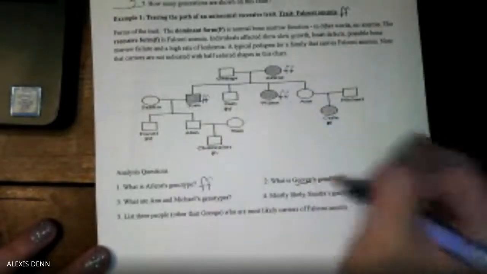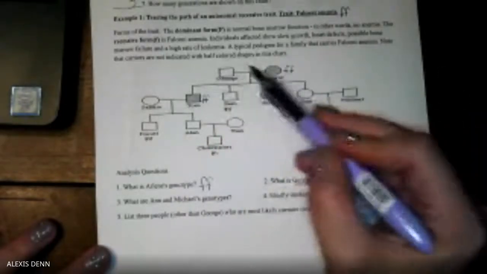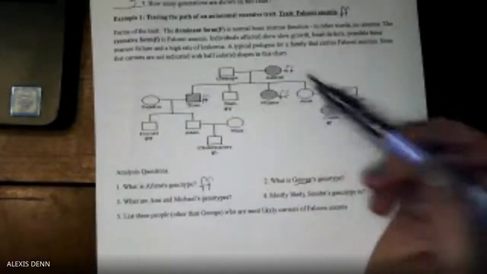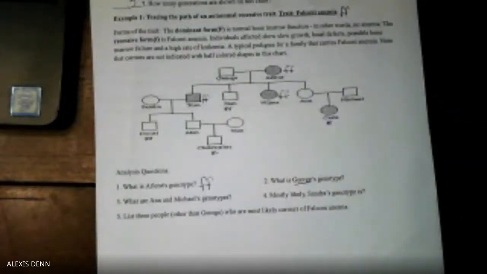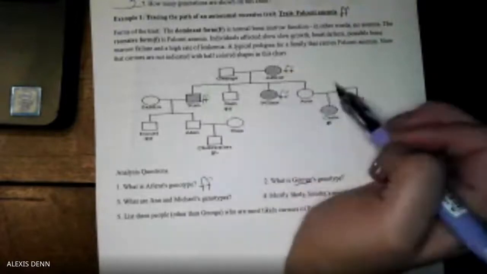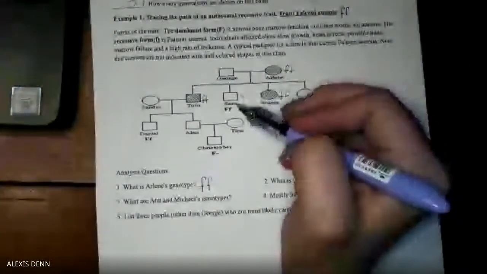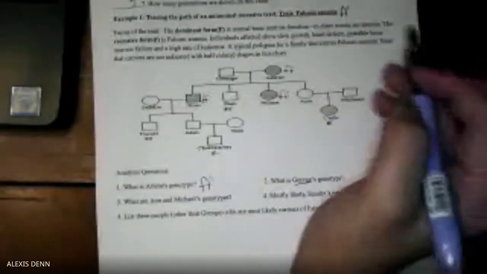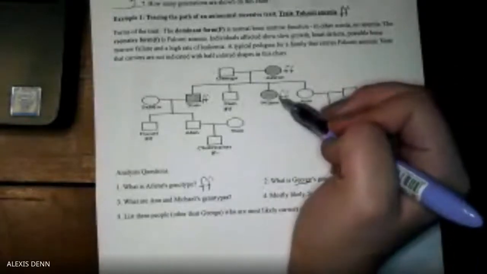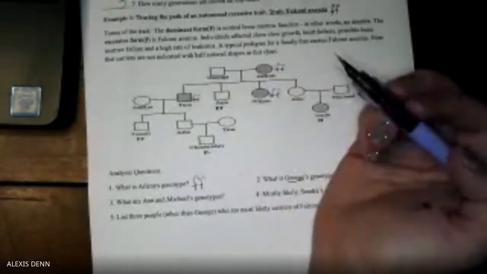What is George's genotype? So George is married to Arlene. We have to look to their children to find this out. They have 4 children, a normal male and a normal female, and an affected female and an affected male.